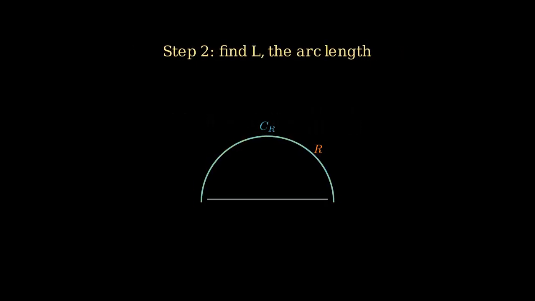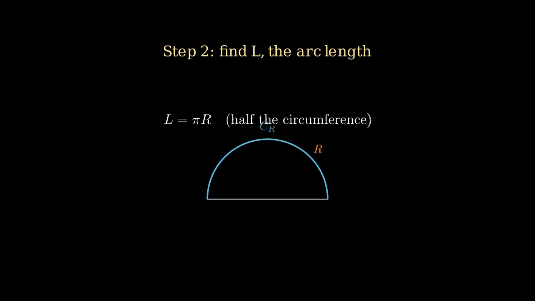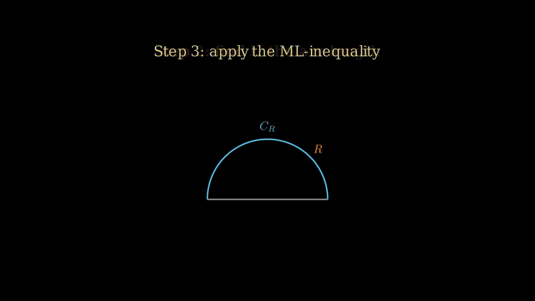Step 2. Find L, the arc length. Since this is only the upper half of a full circle, L equals pi times R. That's half the circumference of a circle of radius R. Step 3. Apply the ML inequality. The magnitude of the integral is less than or equal to M times L, which is 1 over R squared times pi R. Multiplying these out, the R squared and one of the R's cancel, leaving pi over R.